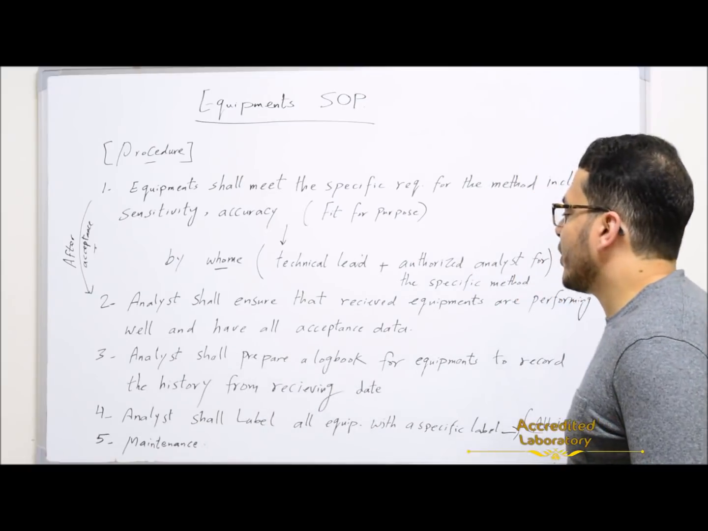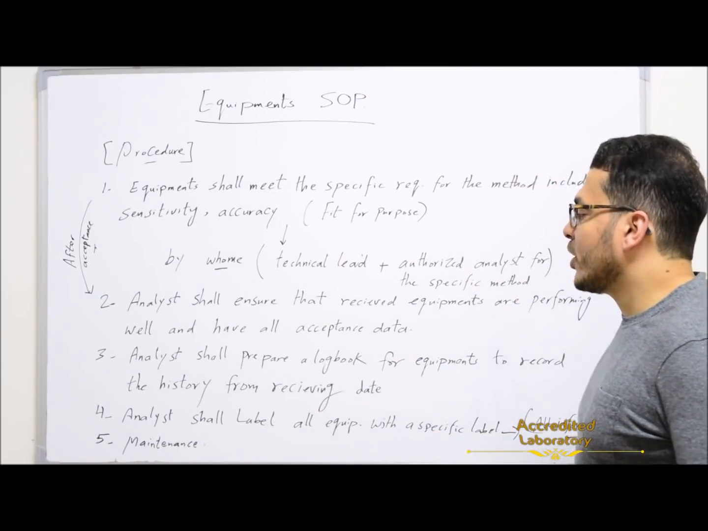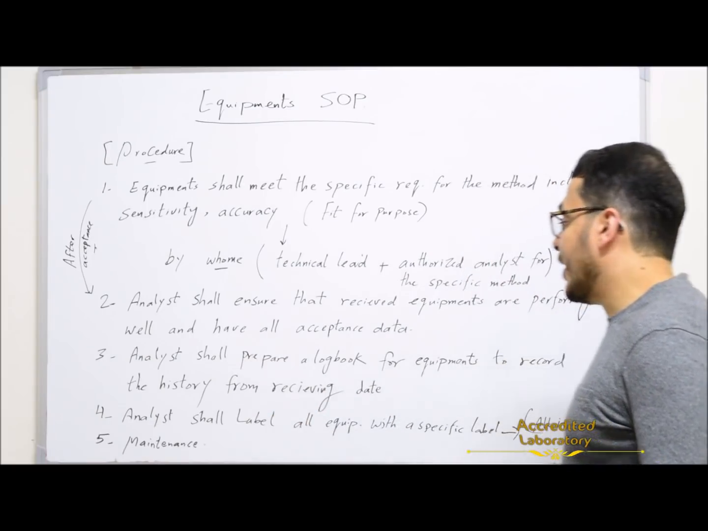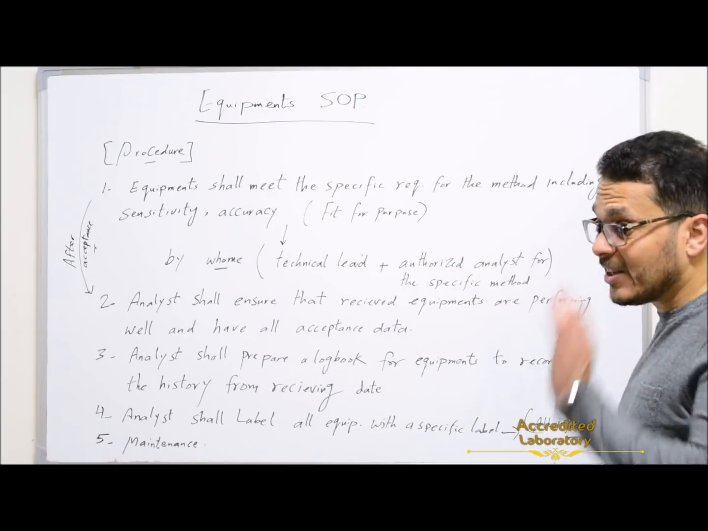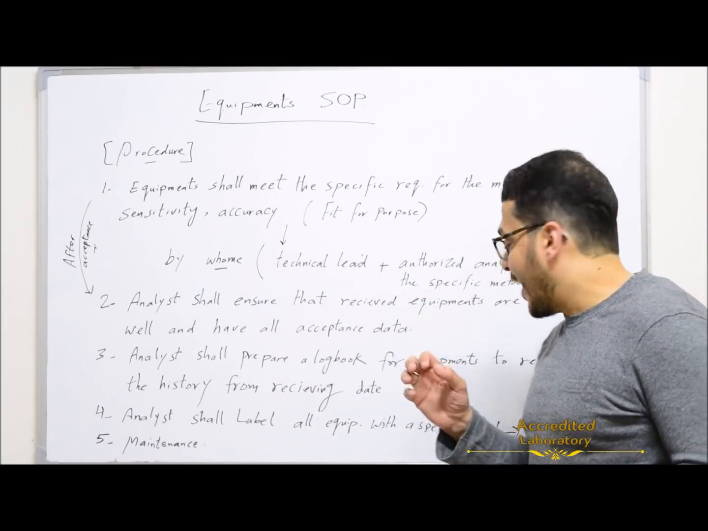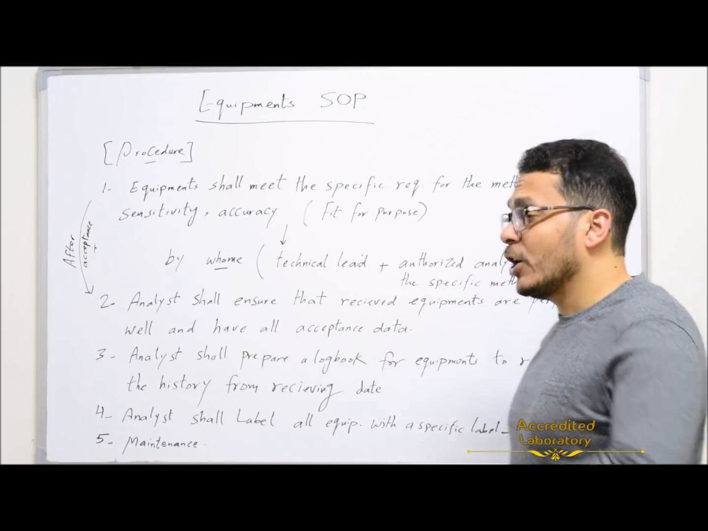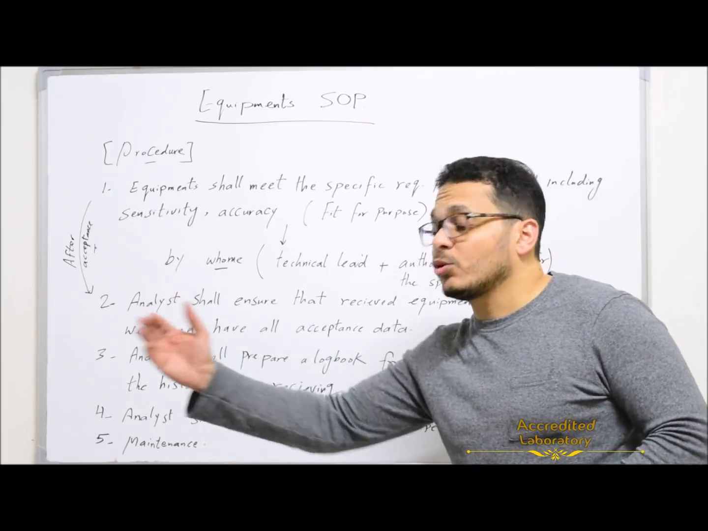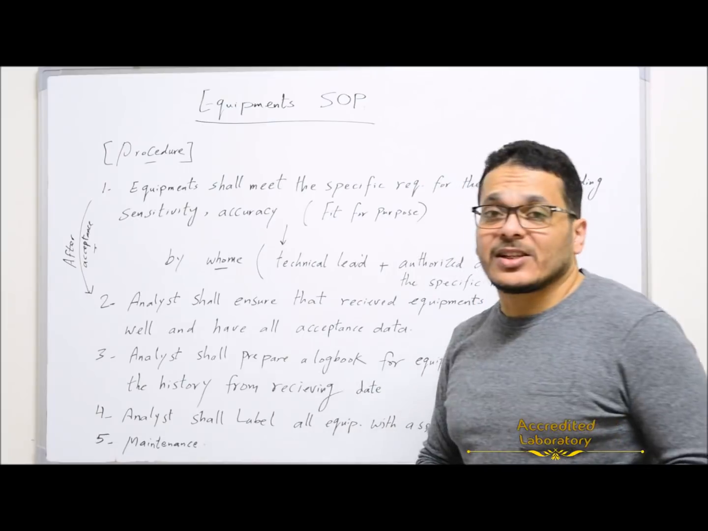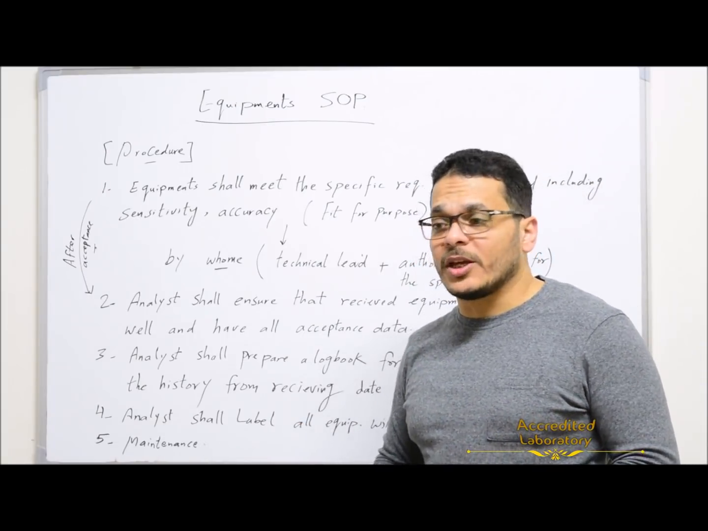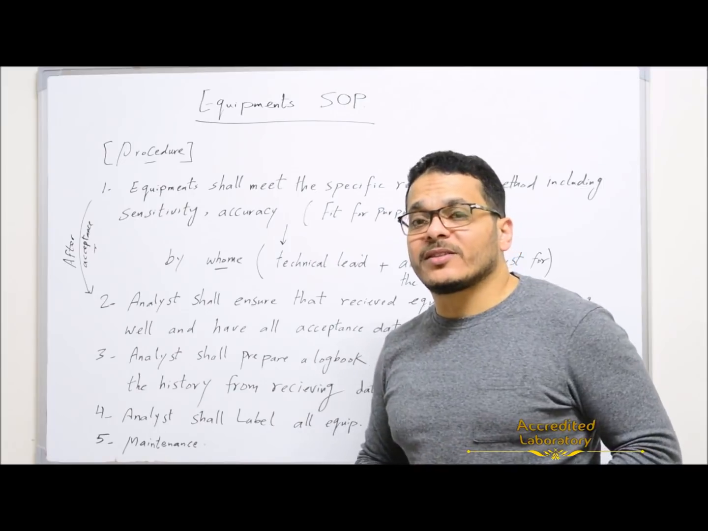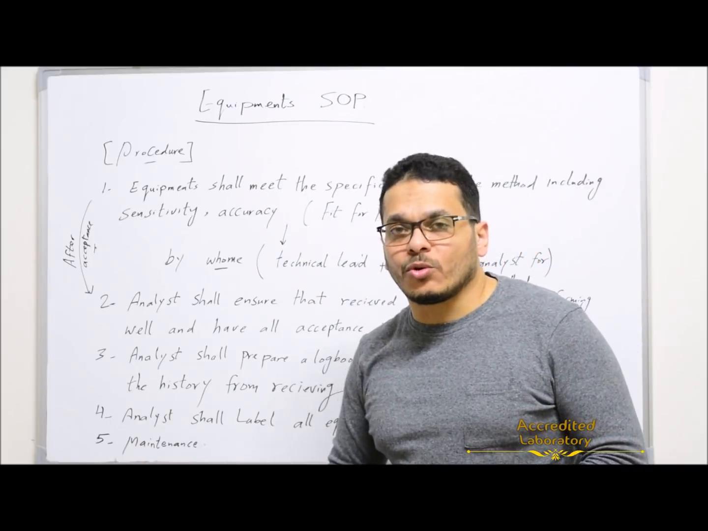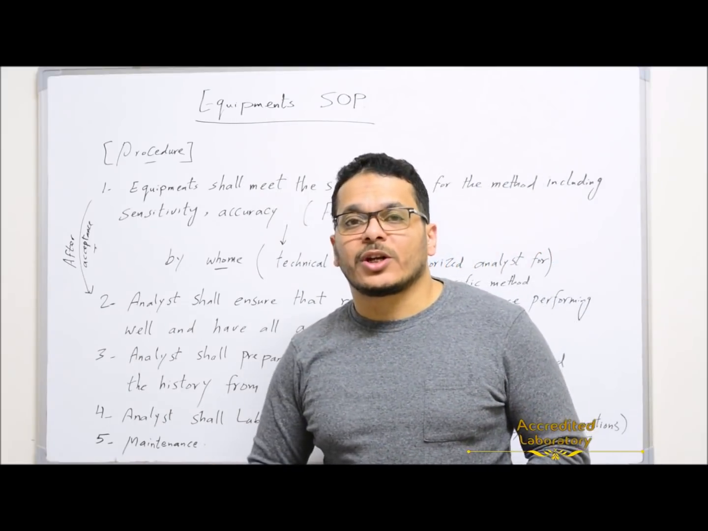Then the analyst also shall prepare a logbook for equipment to record the history of this equipment from the receiving date. The analyst also shall label all equipment with a specific label, and this label shall have all information about this equipment from the receiving date up to, like for the standards, the expiry date. And maintenance shall also be covered here in the SOP. What is your process for maintenance for this equipment? And you shall have records for all of this equipment inside your lab.